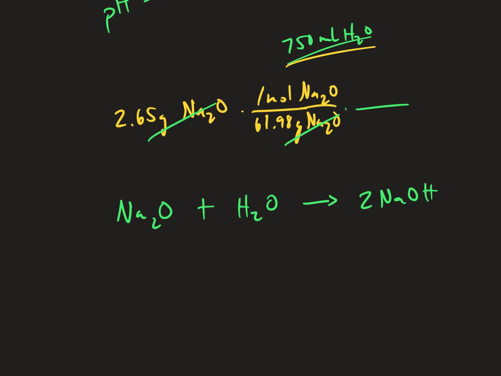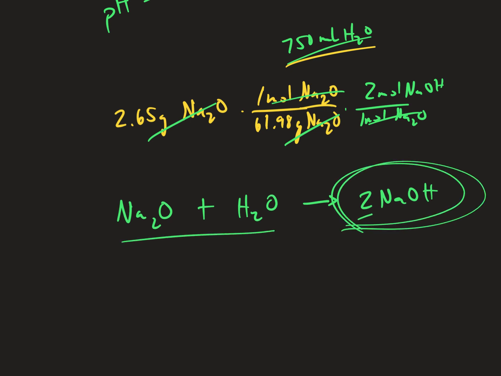So we have 1 mole of this to 2 moles of NaOH. And then now we have moles of NaOH. And this is what we're trying to find the pH of, right? When we react these, we want to know the pH of this. That's way better. Okay.